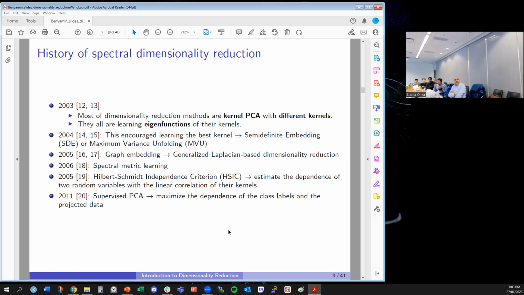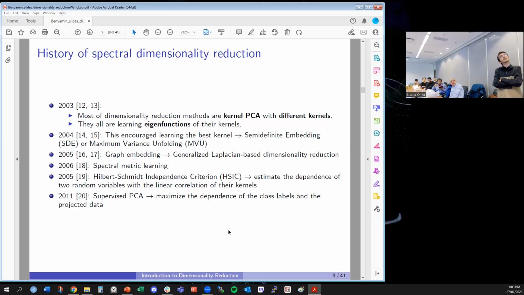In 2005, graph embedding was proposed, which tries to generalize the Laplacian-based dimensionality reduction. In 2006, spectral metric learning was proposed, saying that, okay, rather than using Euclidean distance, let's use the generalized Mahalanobis distance. We'll talk about that. And let's learn the Mahalanobis matrix.